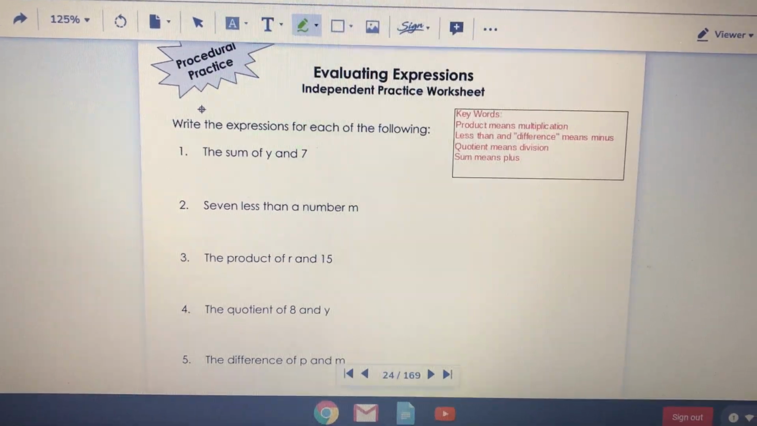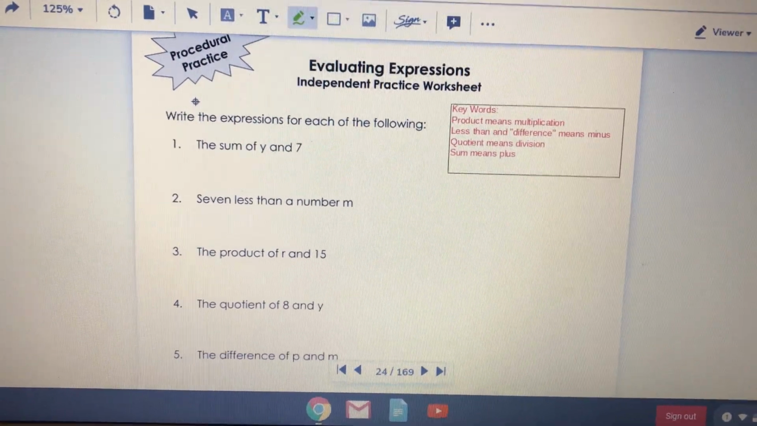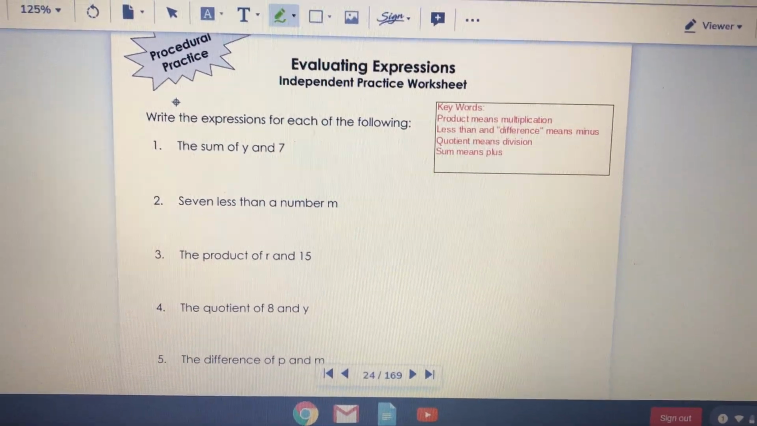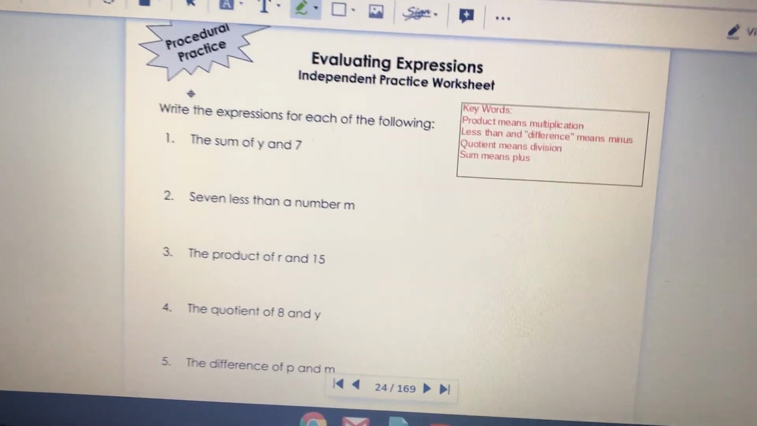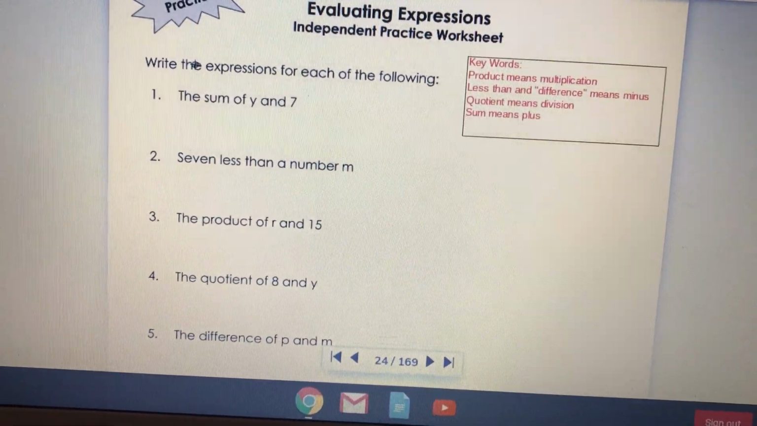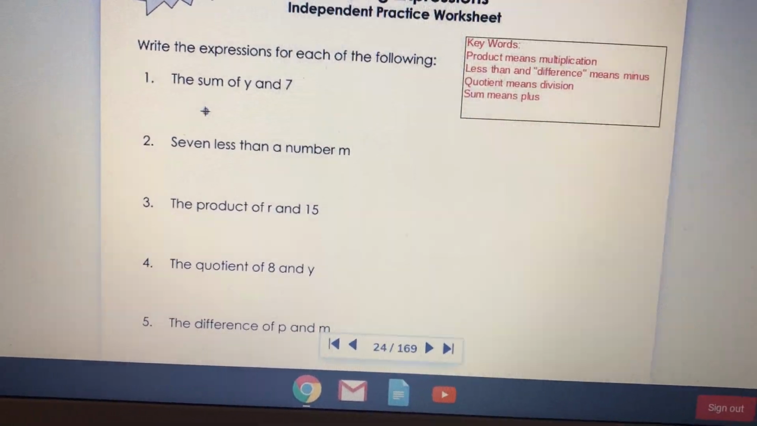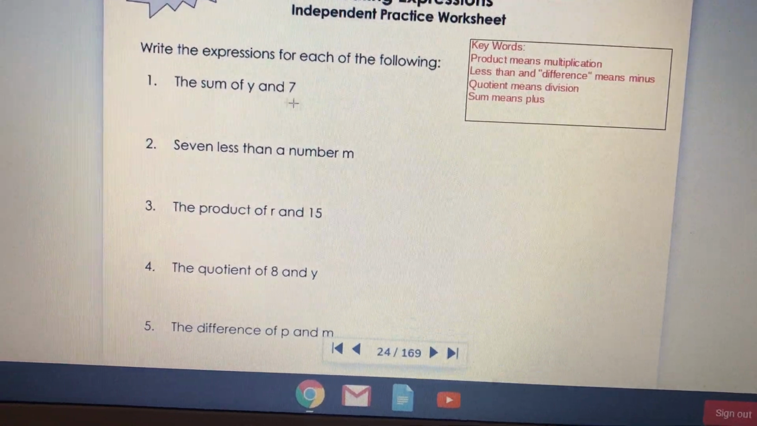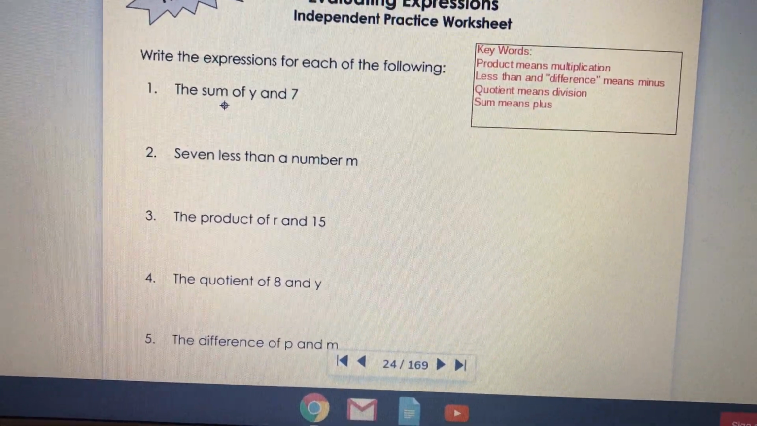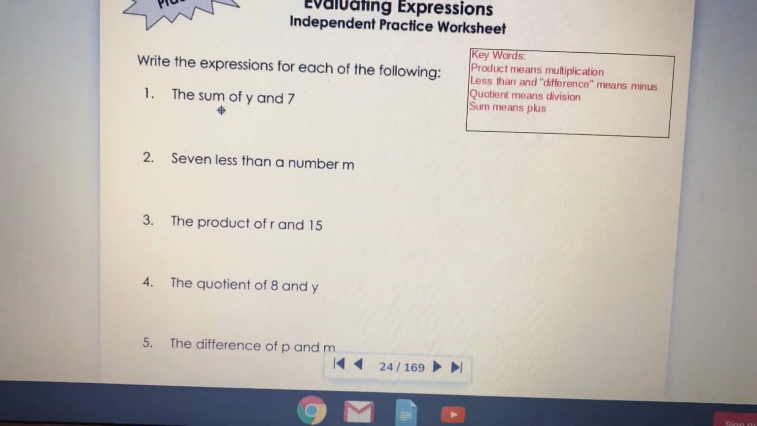We're going to be working on evaluating expressions. If you do not understand how to evaluate expressions, it is okay. Do not worry. The important thing about working with evaluating expressions is knowing the keywords, what each word means. It's easy to simplify expressions, but if you don't understand a certain word, you wouldn't know what that word is trying to say or what it symbolizes.